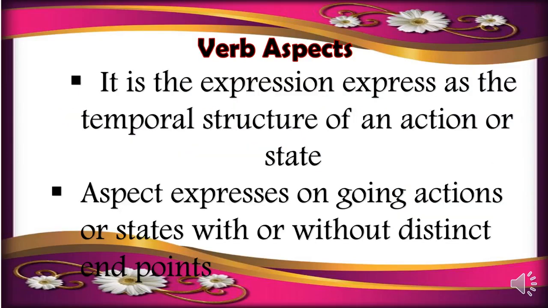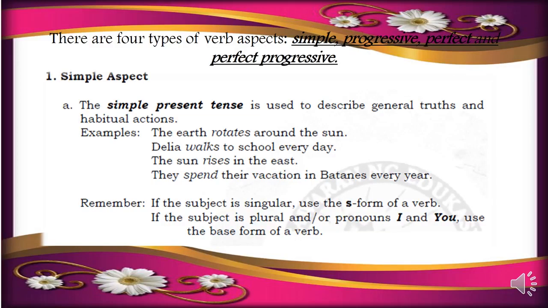Now let's move on to verb aspects. Verb aspects is the expression expressed as the temporal structure of an action or state. It also expresses ongoing actions or states with or without distinct endpoints. Now there are four types of verb aspect. So we have the simple, the progressive, the perfect, and the perfect progressive.